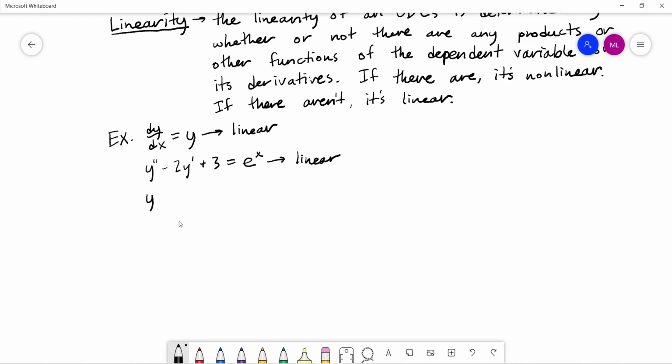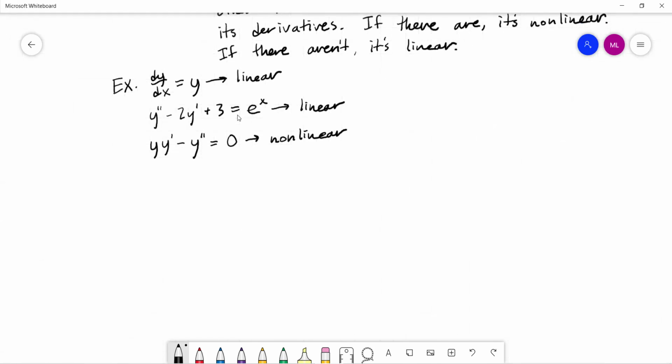Let's do this one: y times y prime minus y double prime equals 0. Well, this one is nonlinear, and it's nonlinear because of the product between y and y prime. The fact that I'm basically taking the unknown thing that we're presumably trying to solve for, or y, and multiplying it by its derivative. This is a nonlinear relationship between y and its derivatives.